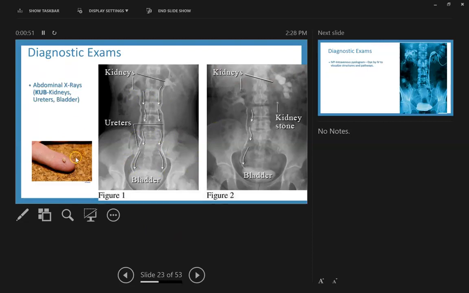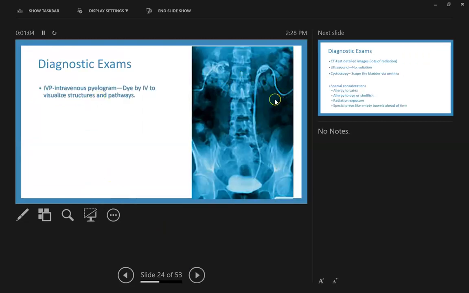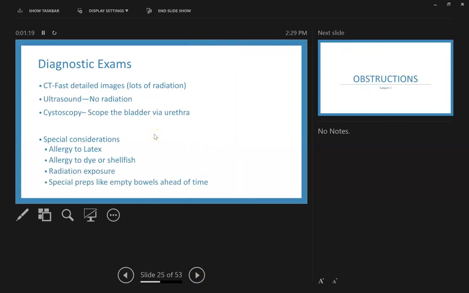Diagnostic exams. The first one is going to be a KUB. A KUB is simply an x-ray of the kidneys, ureters, and bladder, visualizing where the kidneys and the bladder are. And then this is going to be your IVP, the intravenous pyelogram. This is dye that is inserted, and then either a CT or an x-ray is taken, so you can see with the x-ray that there's a blockage here. Otherwise you would have streams on both sides.